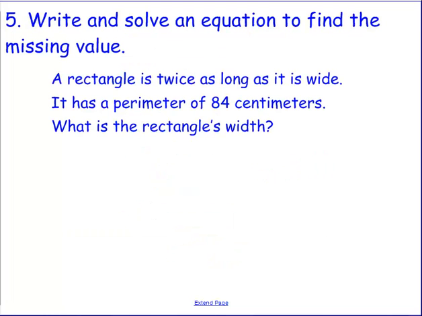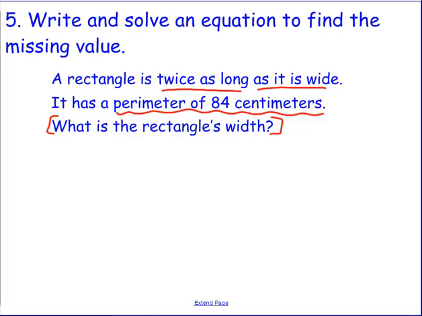The last type of problems that you'll see on your test are word problems or story problems. You see this one here. It says to write and solve an equation to find the missing value. In this case, it says a rectangle is twice as long as it is wide. It has a perimeter of 84 centimeters. What is the rectangle's width? And remember, that question is one of the more important things that we see as far as, well, what is our unknown? And in this case, the width is the unknown. It also gives us some information as far as twice as long as it is wide.